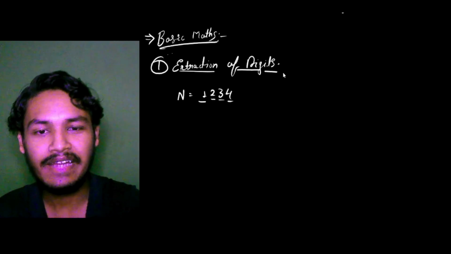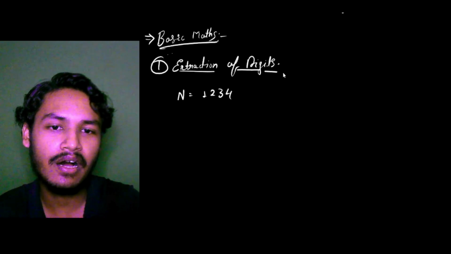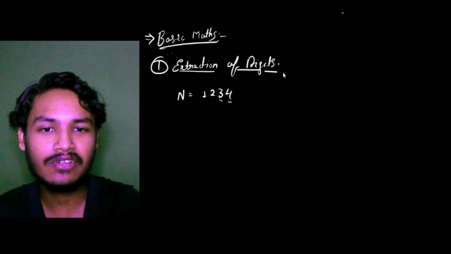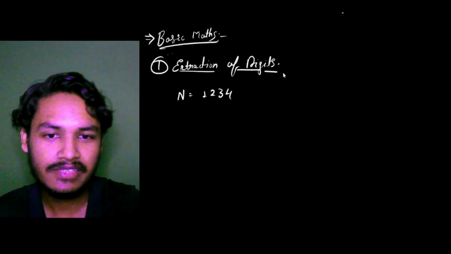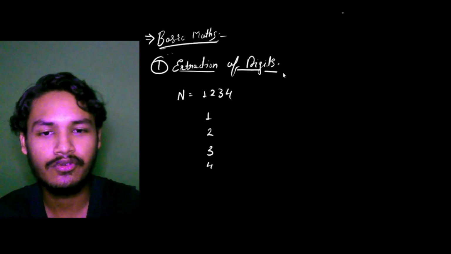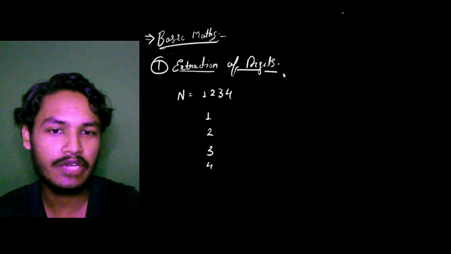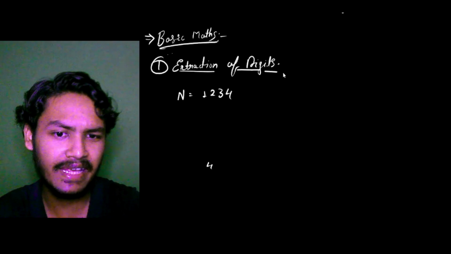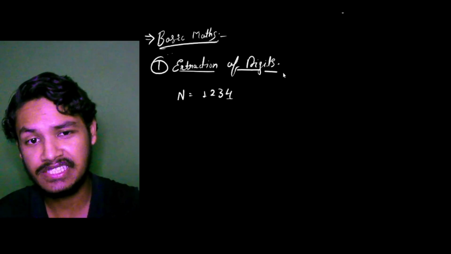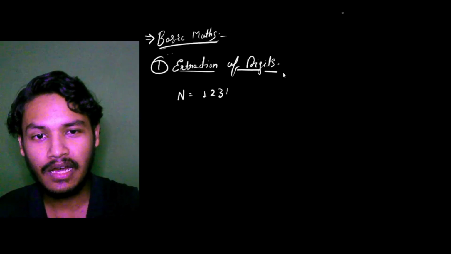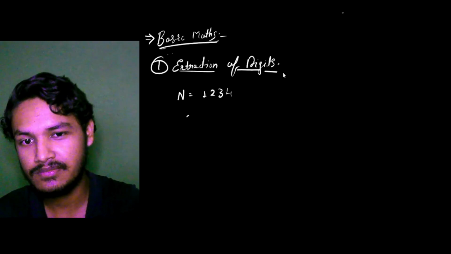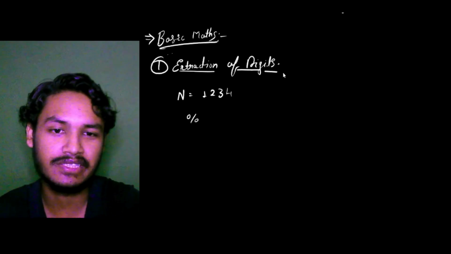All right, for example, in this number we have digit 1, digit 2, digit 3 and digit 4, and we have to extract all these digits, for example 1, 2, 3 and 4. So how can we solve this problem, how can we extract the digits? What can we do? We can use an operator which is known as the modulus operator.